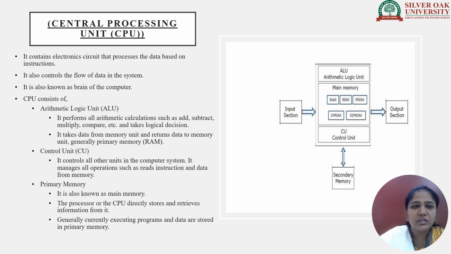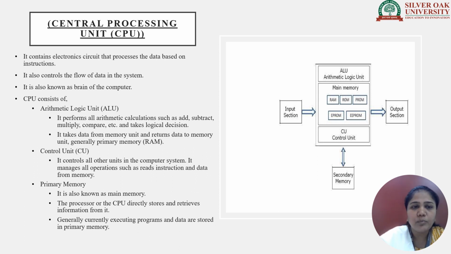The second portion in the CPU is known as the control unit, CU. What does it do? As we have already seen in the second point, it controls the flow of the data in the system. So this is taken care of by the CU. It controls all other units in the computer system, right? The input section, the primary section, the output section, these are all being taken care of by the control unit.